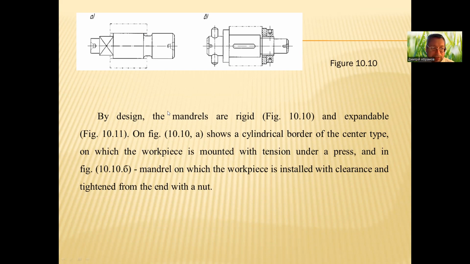Figure 10.10a shows a cylindrical mandrel of the center type on which the workpiece is mounted with tension under a press, with transition under a press. And in figure 10.10b, a mandrel on which the workpiece is installed with clearance, and tightened from the end with a nut.